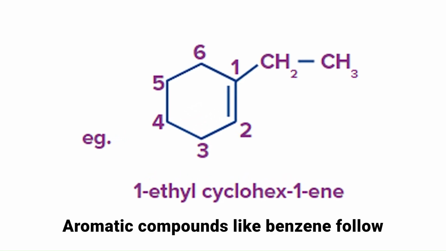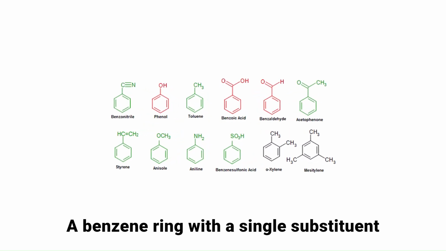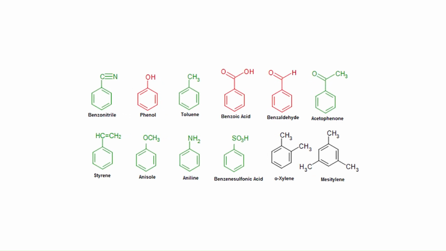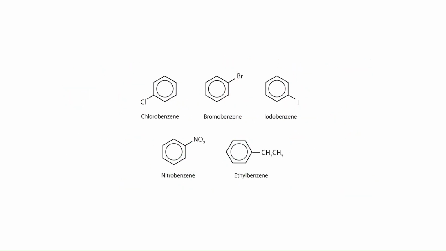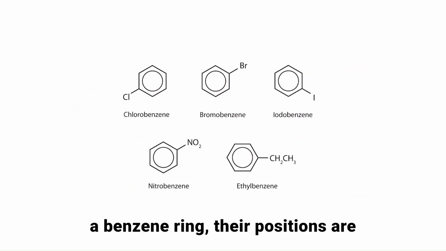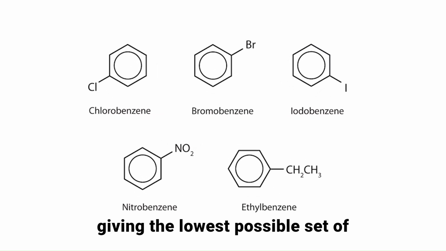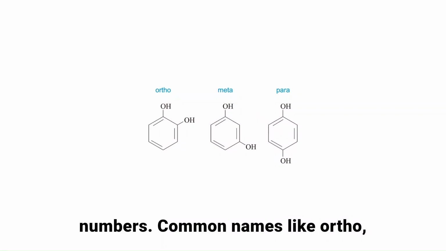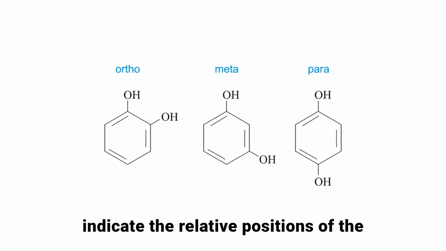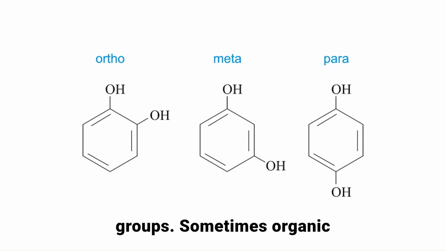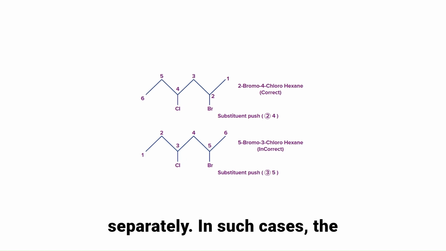Aromatic compounds like benzene follow slightly different nomenclature rules. A benzene ring with a single substituent is named as a substituted benzene. For example, a benzene ring with a methyl group attached is called toluene. When multiple substituents are present on a benzene ring, their positions are indicated by numbers, with the goal of giving the lowest possible set of numbers. Common names like ortho, meta, and para are also used for disubstituted benzene compounds to indicate the relative positions of the groups.